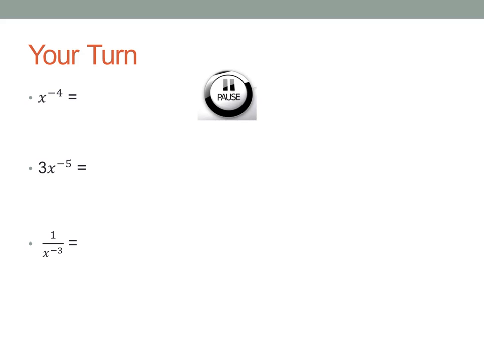All right, welcome back. Let's see how you did. So x to the negative 4, so we're going to take the reciprocal and change the exponent to its opposite. It should be 1 over x to the 4th.